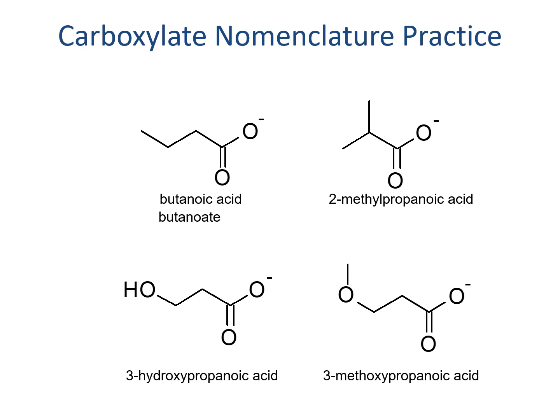The top right, we have 2-methylpropanoic acid becoming 2-methylpropanoate in its basic form. Then we have 3-hydroxypropanoic acid, becoming 3-hydroxypropanoate in its basic form. And finally, 3-methoxypropanoic acid becoming 3-methoxypropanoate in its conjugate base form.